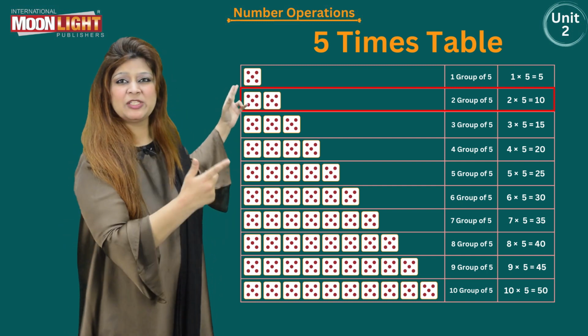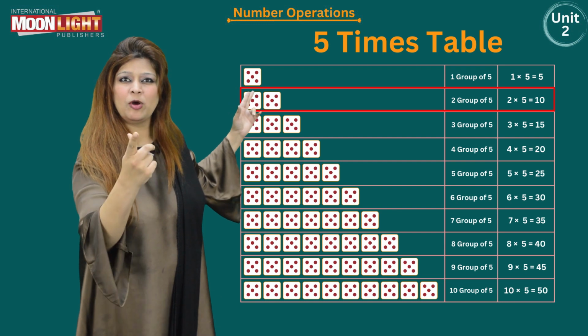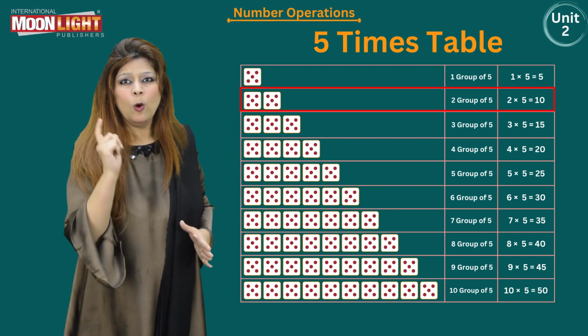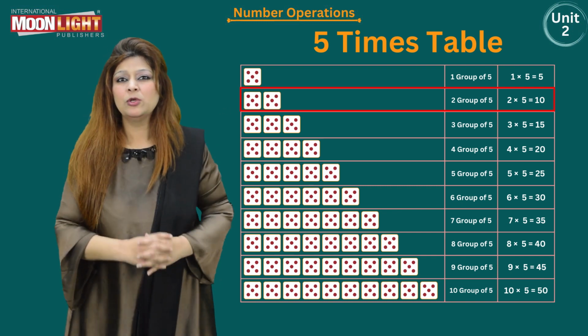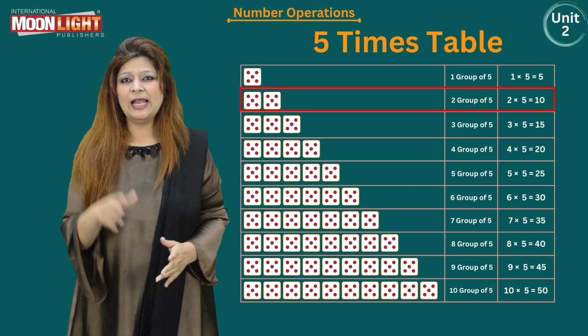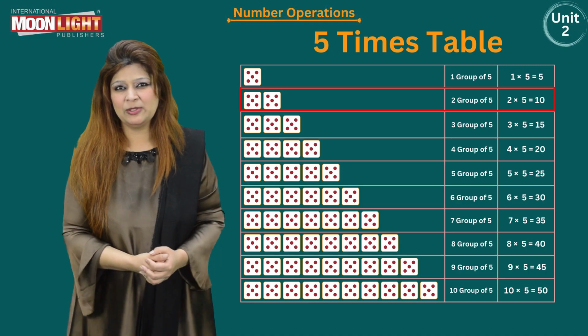That means the multiplication symbol will come. Times and groups of mean the multiplication symbol. So we are going to write it like this: 2 multiplied by 5 is equal to 10, or I can say 5 multiplied by 2 is equal to 10.